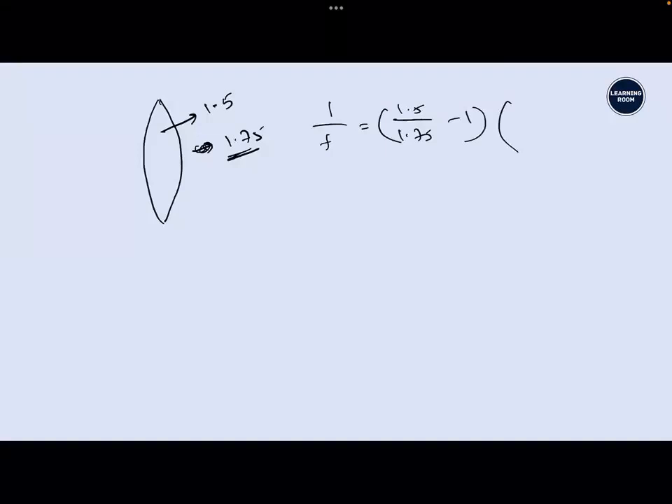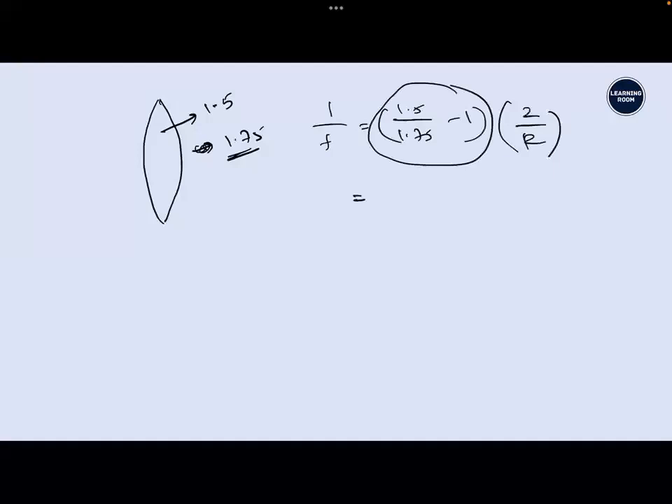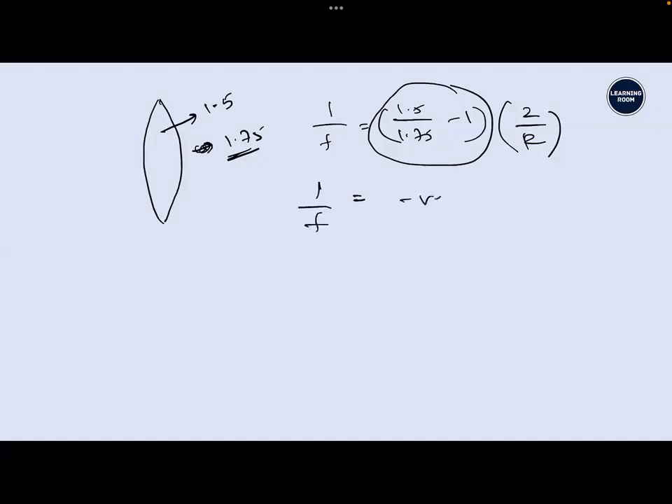Equiconvex, just now we saw, what do I get? 2 by r, or next time onwards you can remember this: 1 by r1 minus 1 by r2 will be 2 by r. Now listen. 1.5 by 1.75, is it a value greater than 1 or less than 1? Less than 1. So if you subtract 1, you will get a negative value. So 1 by f, I'm not calculating, but I know that it becomes negative.